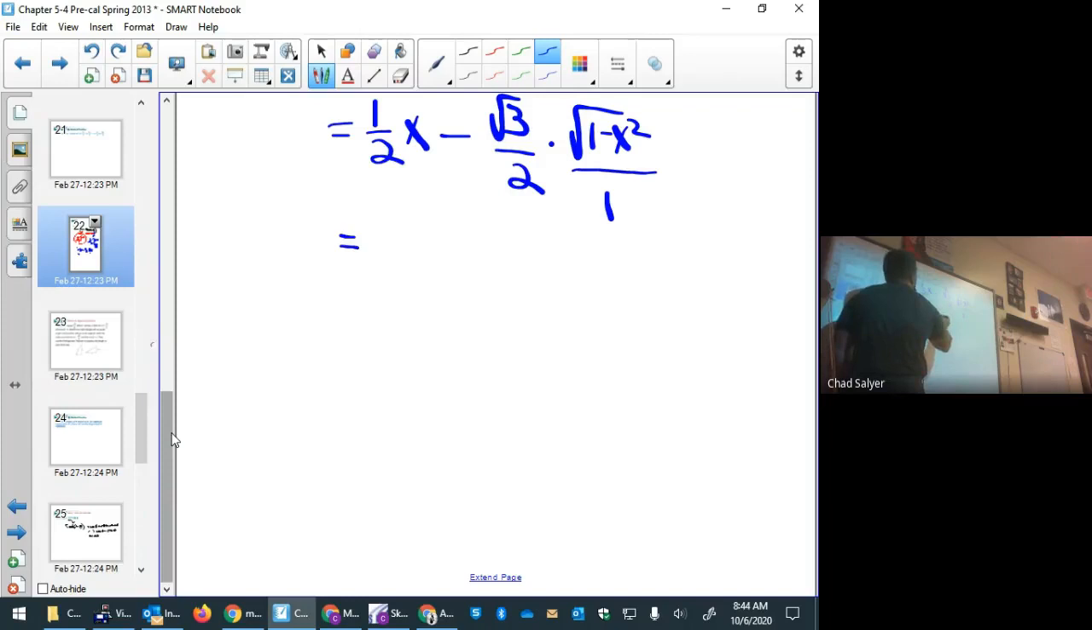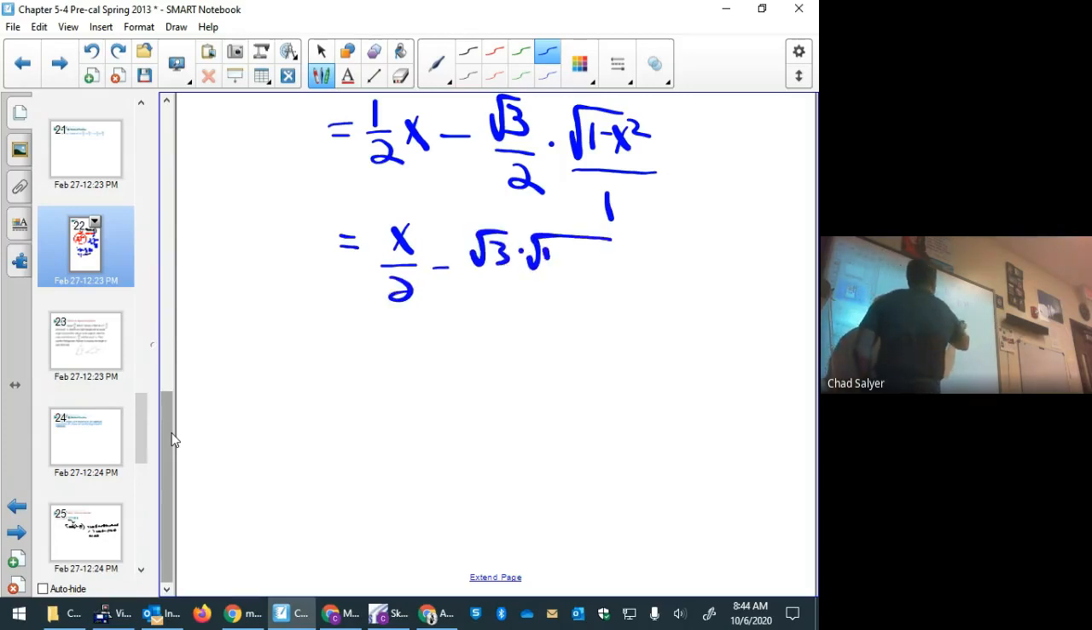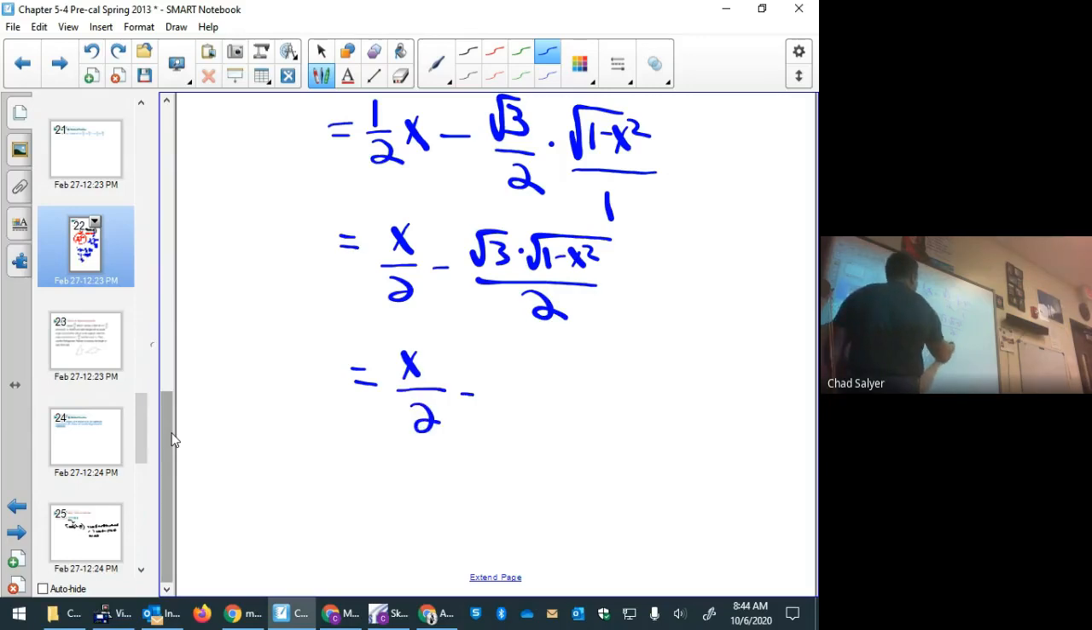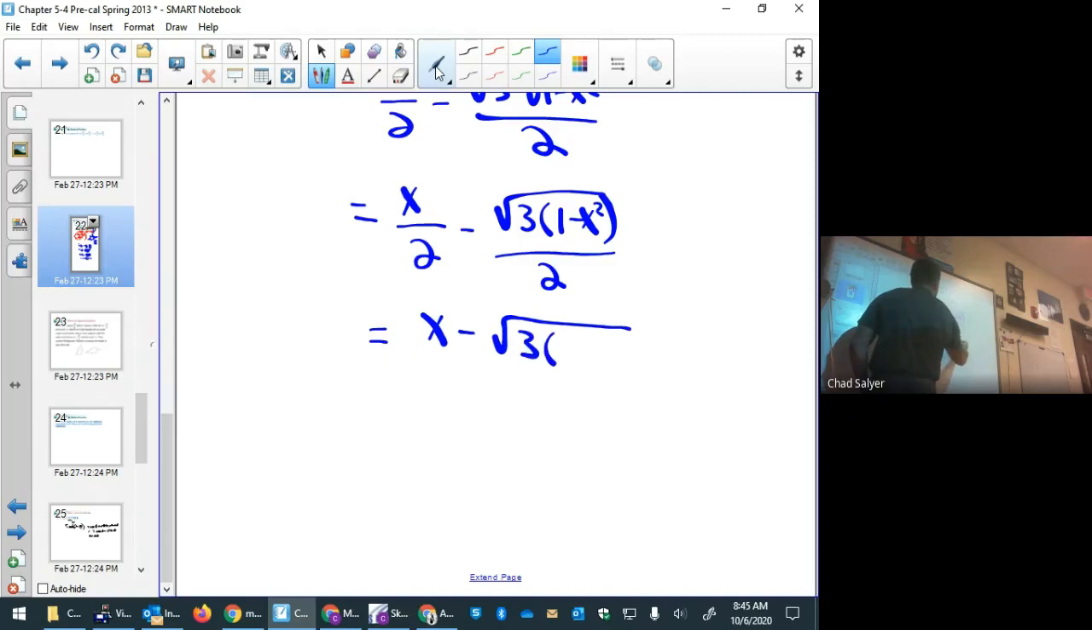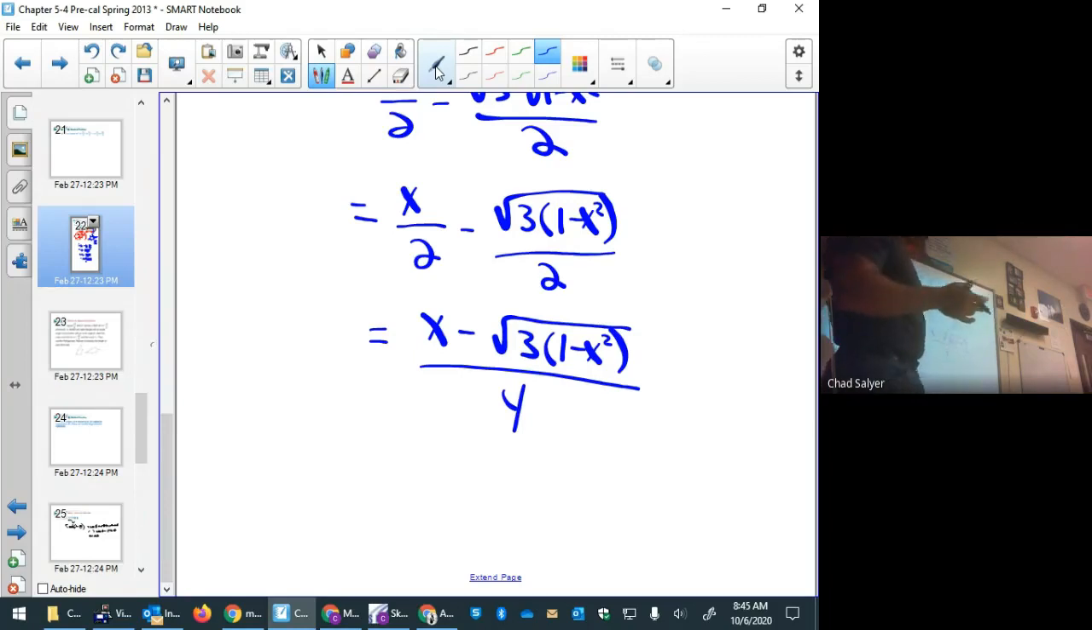I've got a couple ways I can do this. So that's x over 2 minus radical 3 times radical 1 minus x squared over 2. Then I can use the product property of roots to get this. Then I can combine the two and get this. It's important to know how to do all this because sometimes on those multiple choice tests, they'll simplify it fully. Sometimes they'll leave it at some intermediate point. But there's not a lot of consistency there.